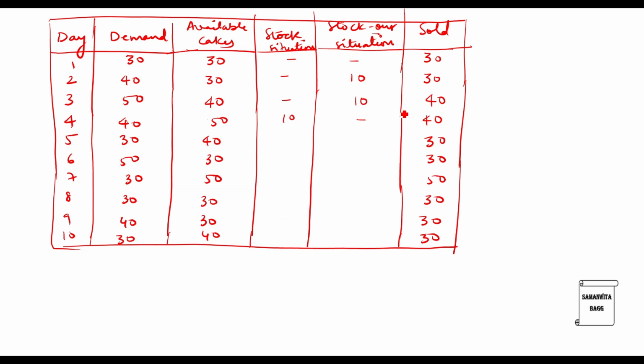Now let's talk about it so that you can tally and actually realize that the trick works. Next one. Available cake 40. His demand is 30. So obviously he'll sell only 30. But 10 cakes more remain with him.